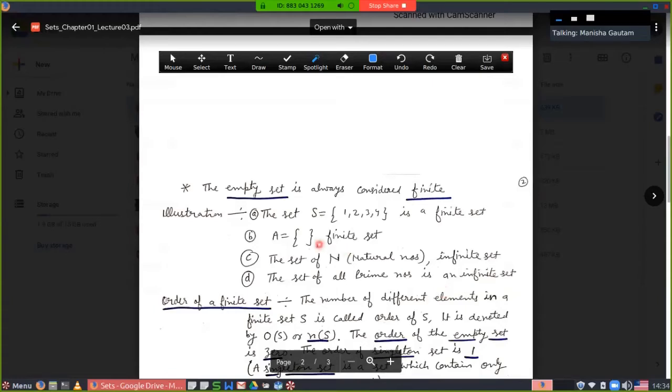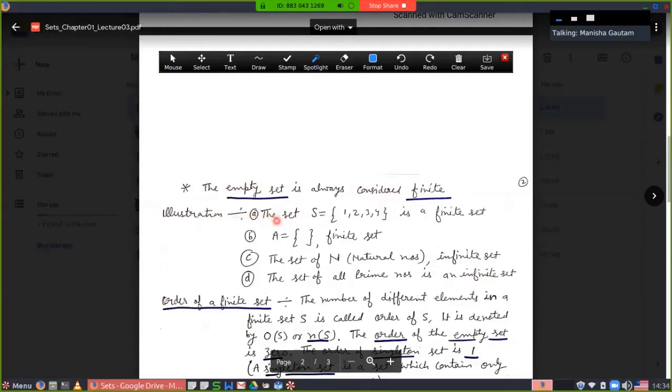Now I have already told you the empty set definition. Now you always remember it. I have put in here a star. Empty set is known as a finite set. Empty set is always considered as a finite set. Nothing in a set is finite. Remember it.